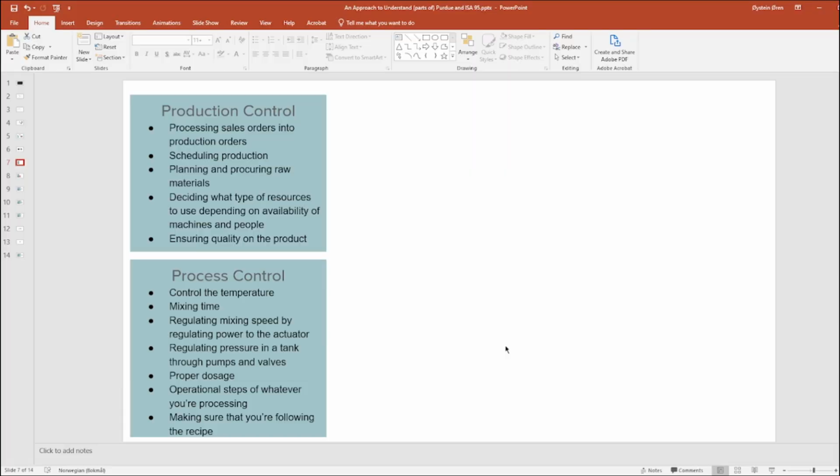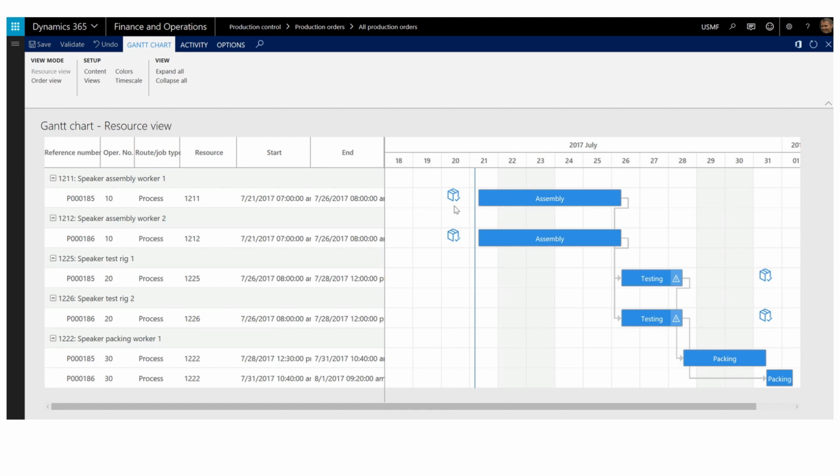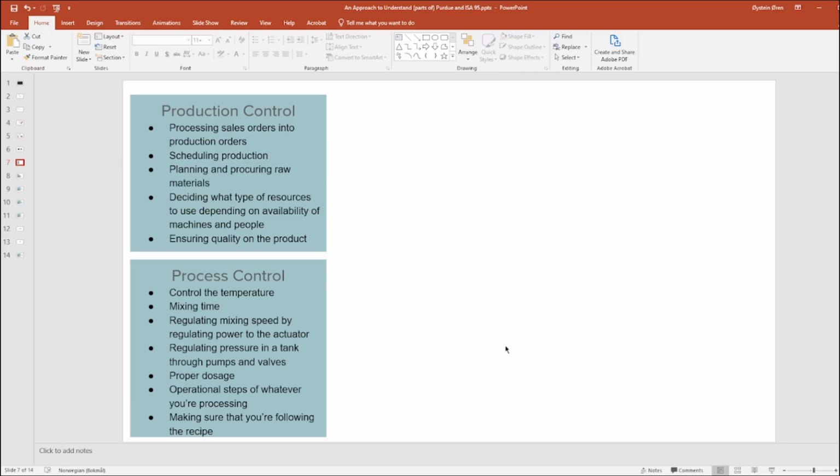By production control, I'm referring to things like processing sales orders into production orders, scheduling the production, planning and procuring raw materials, deciding what type of resources to use depending on availability of machines and people, ensuring quality on the product.